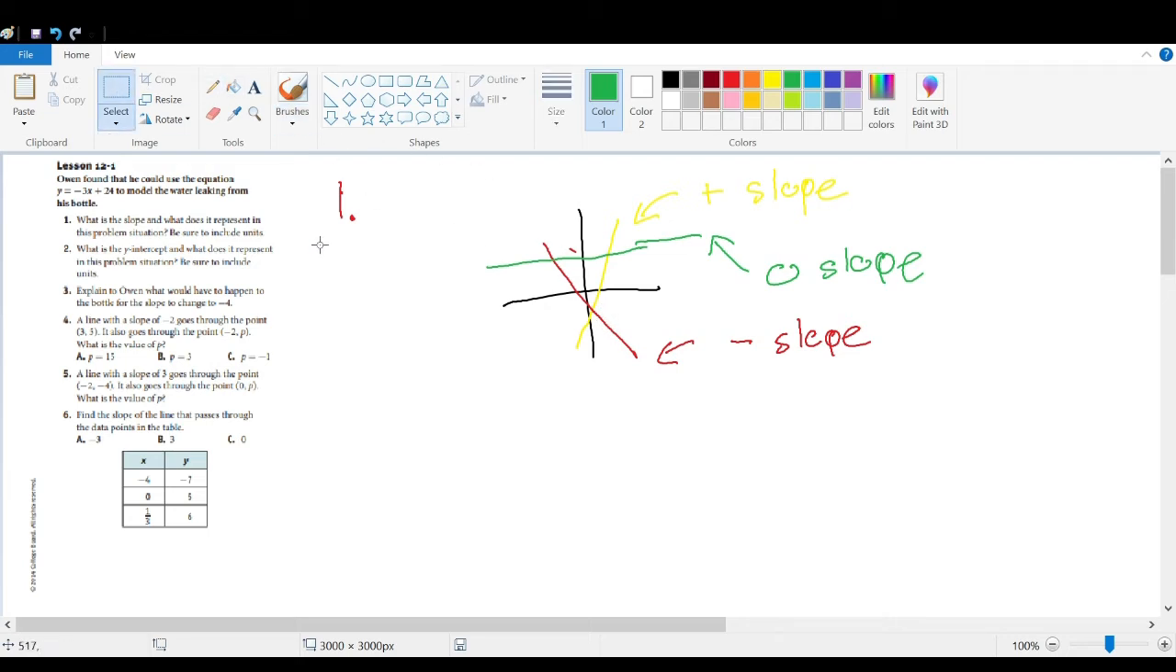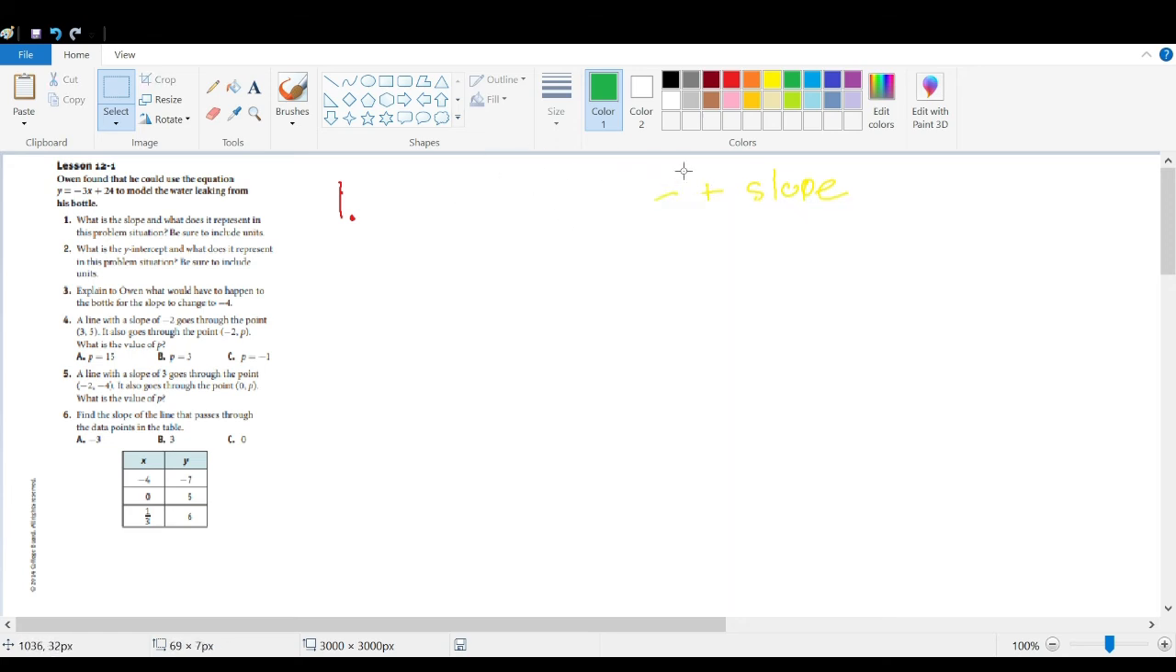So that's how you do number 1. Let's move on to the next problem where we cover the second important point. So we covered slope. That's what we just spent a lot of time going over. Let's go to the next one, which is also very important, which is the y-intercept. What is the y-intercept? So let's rewrite the equation. What is the y-intercept and what does it represent in this problem situation? Be sure to include units.